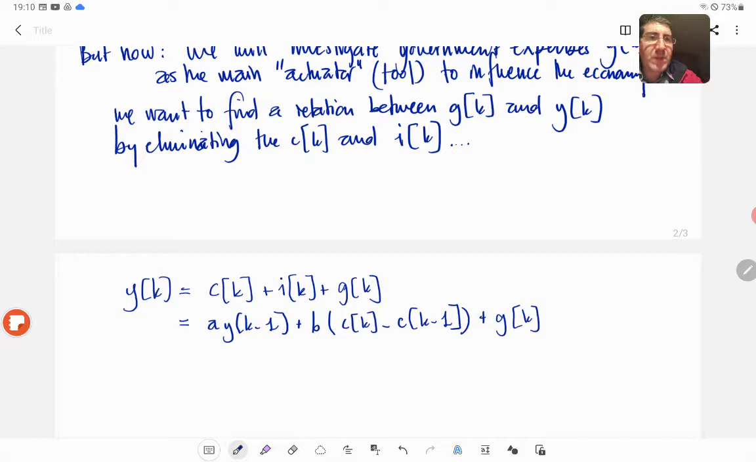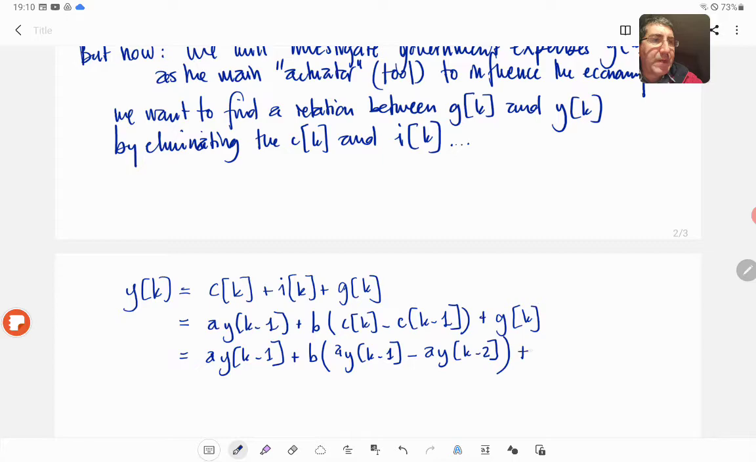Okay, let's continue. We have a times y k minus 1. Now I will express the other ck's, so I will have b times ck will be again a times yk minus 1. But now I have ck minus 1. So because I have k minus 1 instead of k, I will have to write this as a times y k minus 2. Okay, so I have k minus 1 and minus 1, which becomes k minus 2, plus g of k.